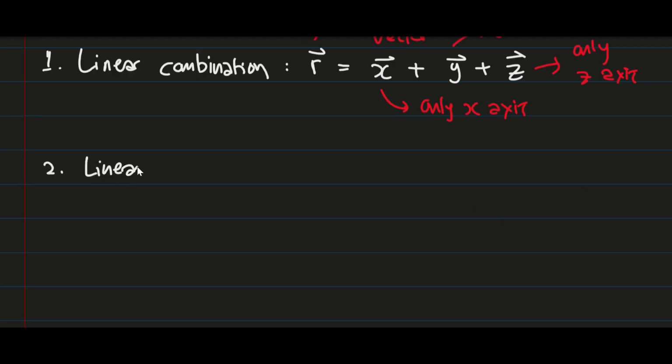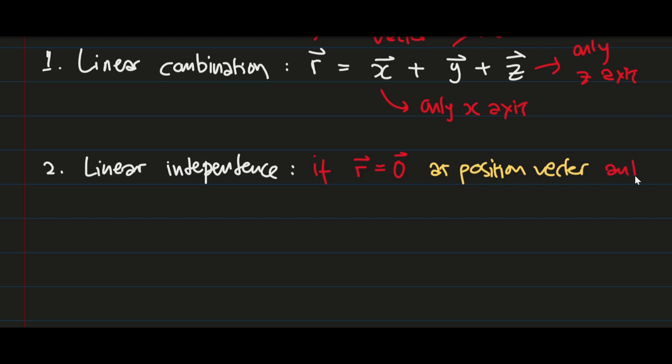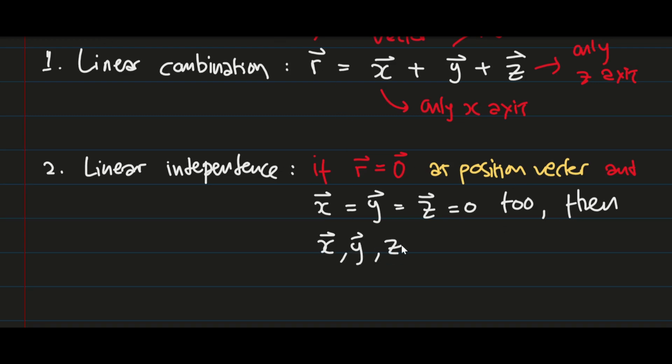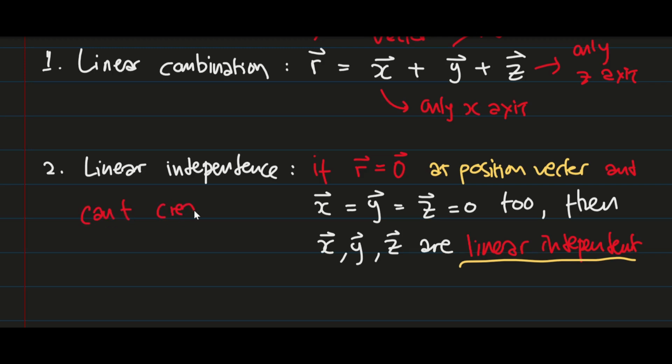The next one is linear independence. Linear independence means that if R, as before a position vector, is the zero vector with zero length, and x, y, and z are each the zero vector, then the vectors x, y, and z are linear independent of each other. That means you cannot create one vector from the others that are linearly independent. Linear means addition, so that's what I mean.